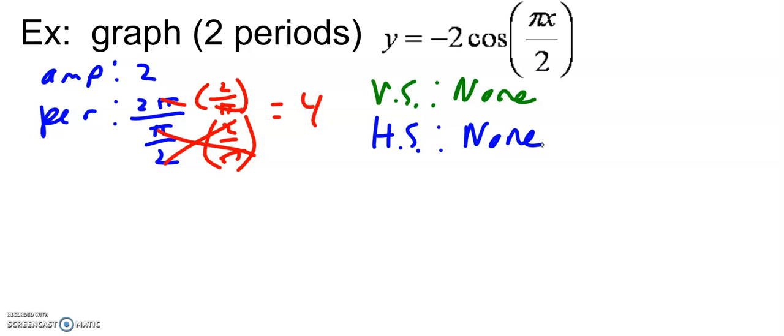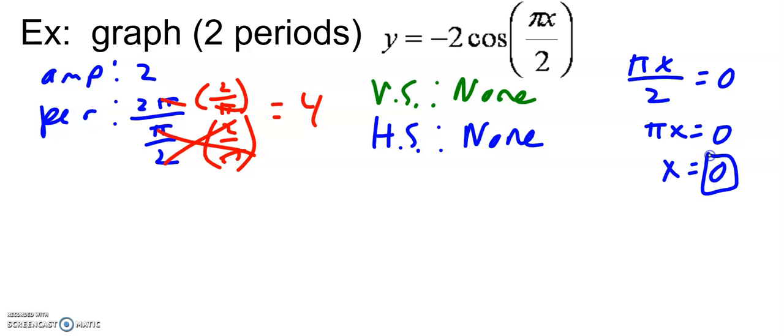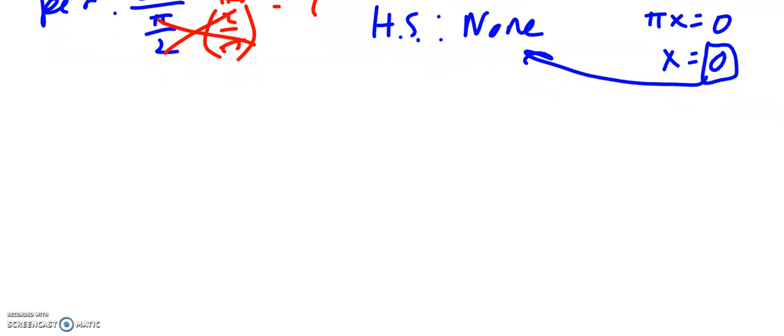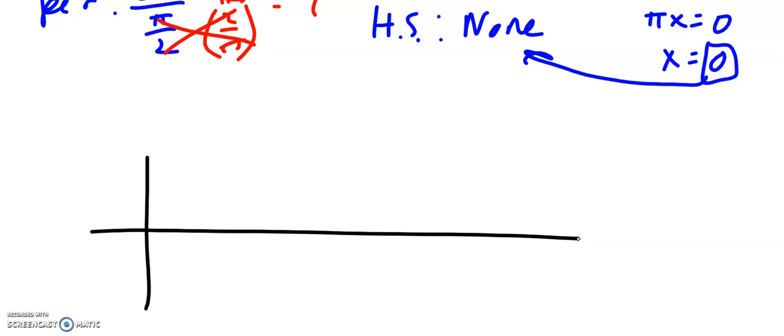because if I set this equal, I can do that for you, pi x over 2 equals 0, pi x equals 0, x equals 0. So I can write none or 0. Remember, that is my starting x value, and so now, similar to what I did with sine, I'm going to draw an axis. I'm going to label 9 marks.